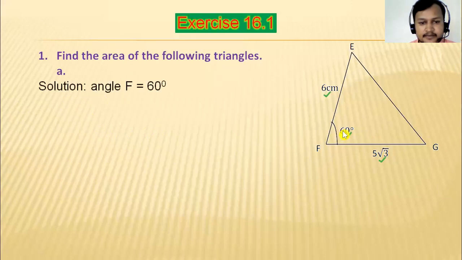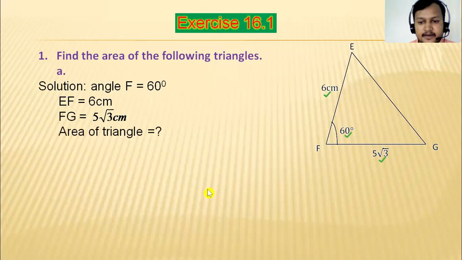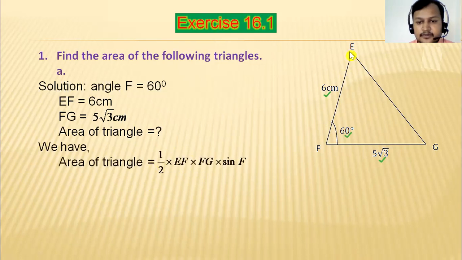First, angle F is given, that is 60 degree. EF is 6 centimeter. FG is 5√3. And we have to find out the area of the triangle. And we know that the area of a triangle is 1/2 product of two sides and sine of the angle between them. Duita sideहरूको product divided by 2 into sine of the angle between them. So we can write area of triangle is equal to 1/2 EF into FG sine of angle F.